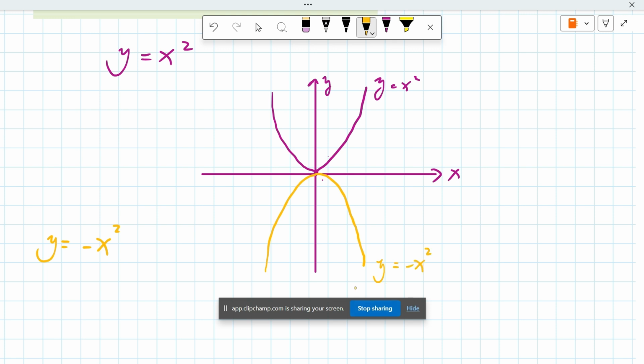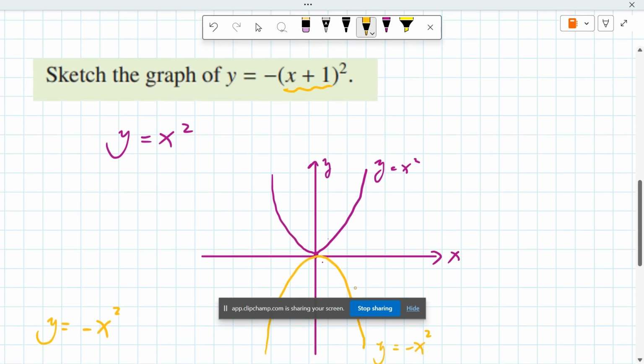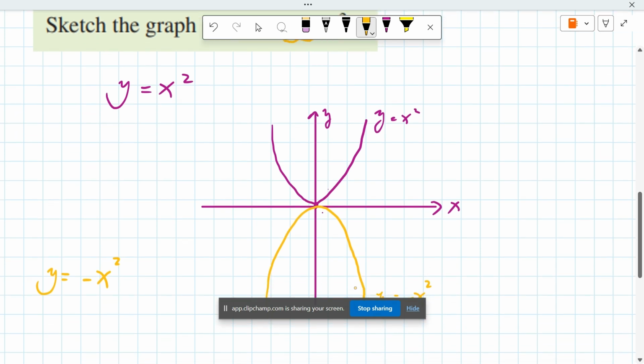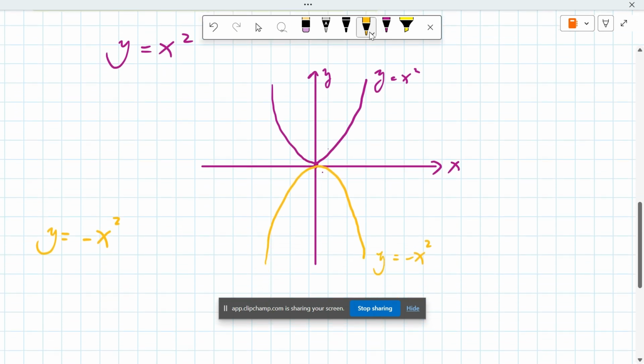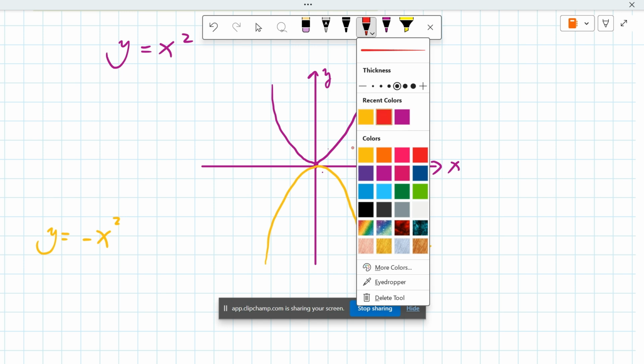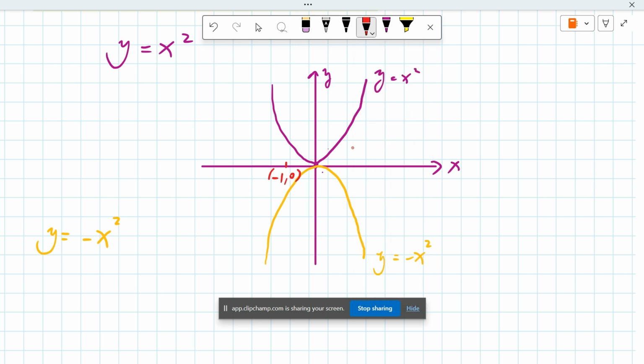And now it's plus 1. Remember, if you plus, you're moving to the left. If you minus, you're moving to the right. So with x plus 1, your turning point is moving to the left by 1 unit, from 0, 0 to -1, 0. Then your graph will look like this: y equal to negative x plus 1 all squared.